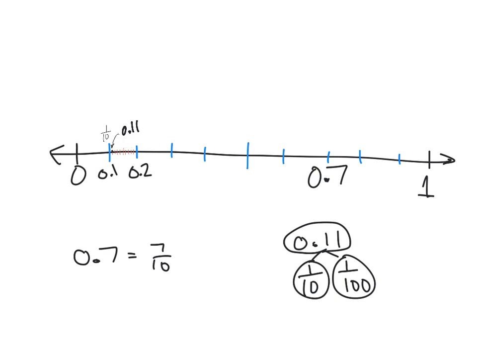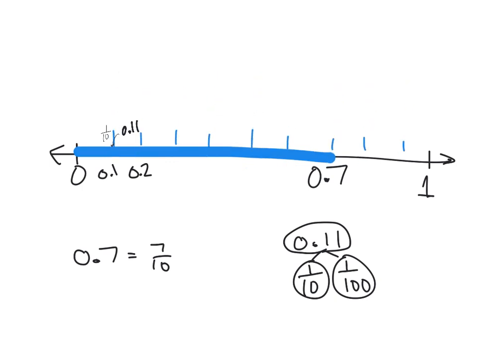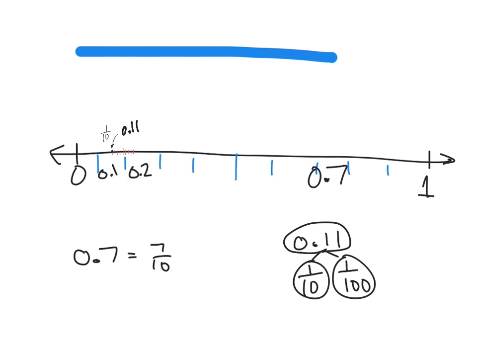So the idea is, now which number is bigger, 0.7 or 0.11? And we want students to understand that the decimals further to the right are larger than the numbers on the left, because you can kind of imagine it being like, let's say we were using tape, and 0.7 is this much tape.